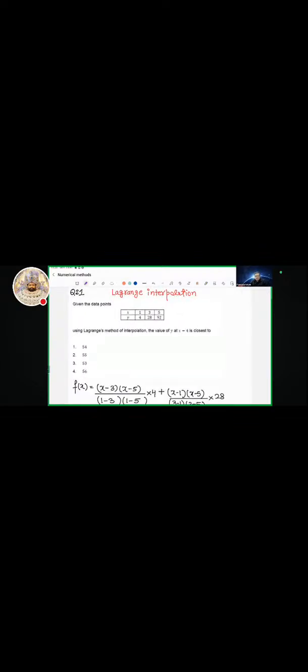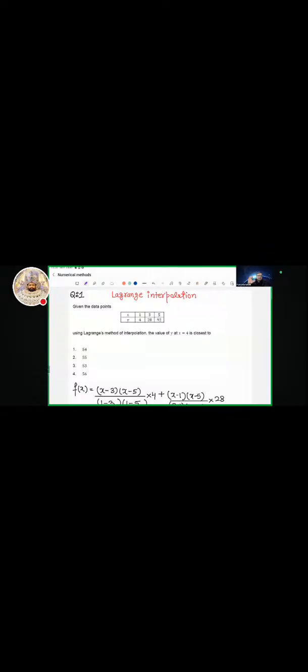Okay, third, Lagrange interpolation. So now interpolation basically means that some table will be given, some data will be given, and you need to find the data which is not actually given to you.